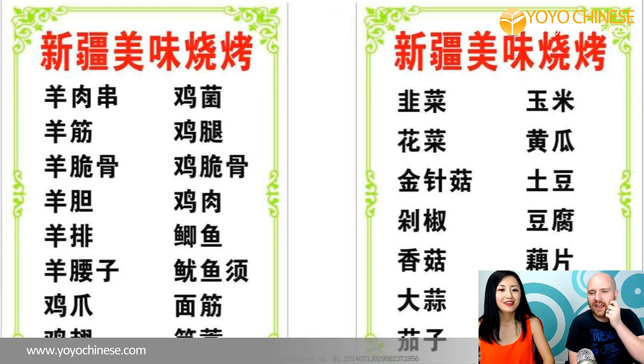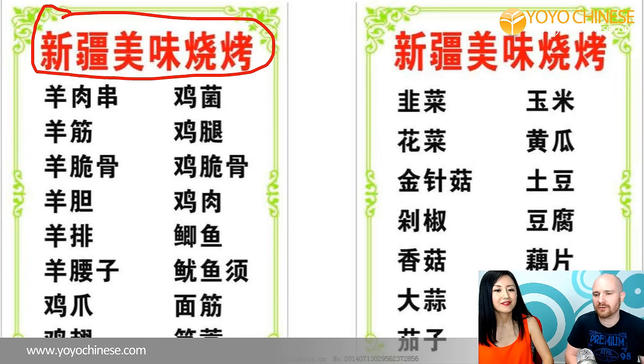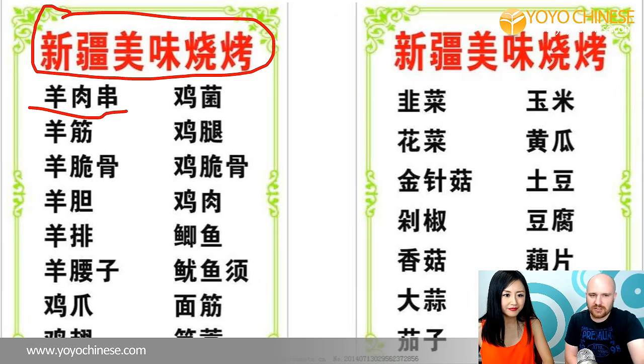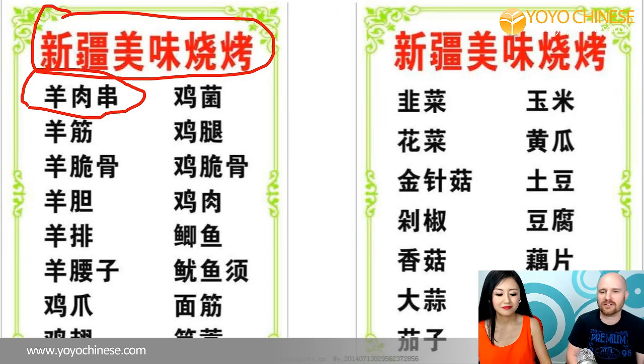So this is at the top there, even if you can't read it, don't worry. It says 新疆美味烧烤, which means gourmet Xinjiang barbecue. All right, so let's see what we can already read here. On the top left, we have what we just learned: mutton skewers. If you wanted to play it safe and you only knew those three characters, that's enough. Just order 10 of those or something.